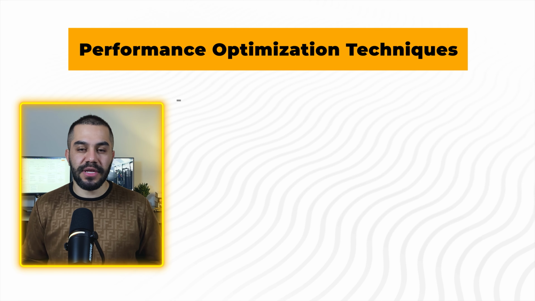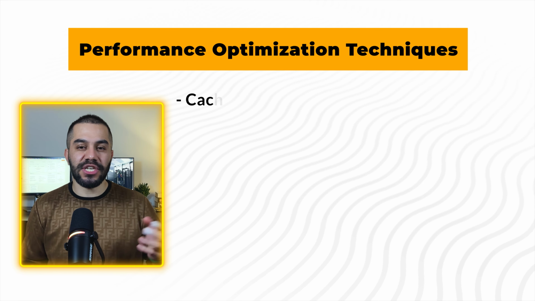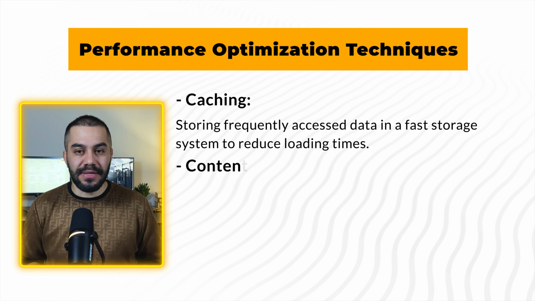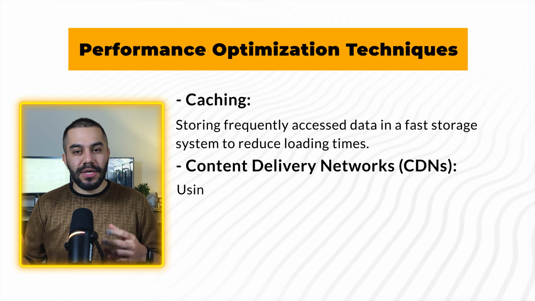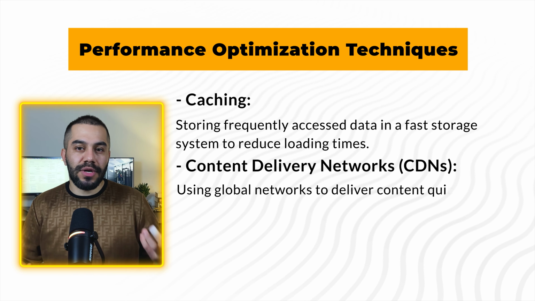Some performance optimization techniques. First, caching, which is storing frequently accessed data in a fast storage system to reduce loading times. CDNs stands for Content Delivery Networks, using global networks to deliver content quickly to users no matter where they are. And finally, code optimization, which is writing efficient code that runs quickly and uses resources wisely.